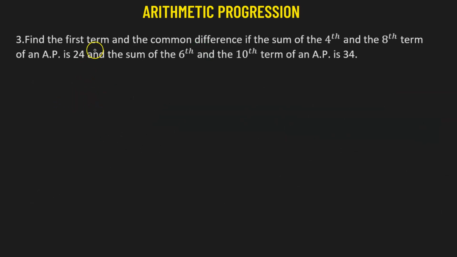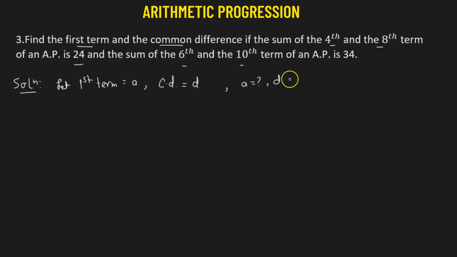In problem number 3, we have to find out the first term and the common difference. As given here, the sum of the fourth and the eighth term of an AP is 24, and the sum of the sixth and the 10th term of an AP is 34. This will be the same AP. So we will consider that the first term is represented by the lowercase a, and the common difference will be represented by the lowercase d. And here we have to find out the value of a as well as the value of d.